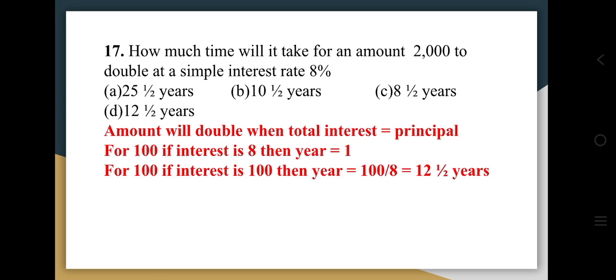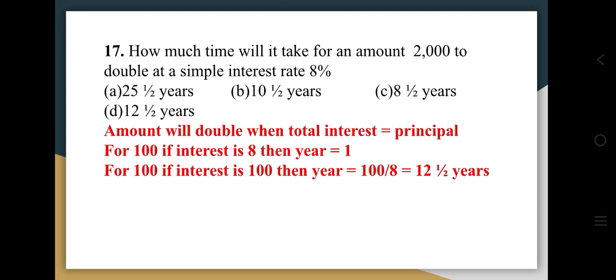How much time will it take for an amount 2000 to double at a simple interest rate of 8%? So amount will double means the total interest should be equal to the principal amount. So the simple interest rate is given as 8%. So 8% means for 100, if the interest is 8, then the year is 1.